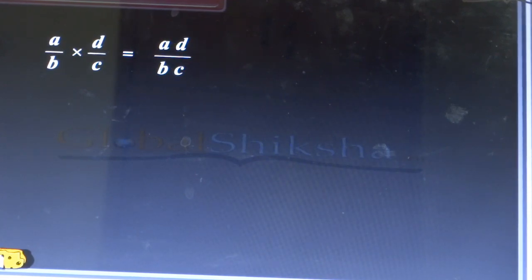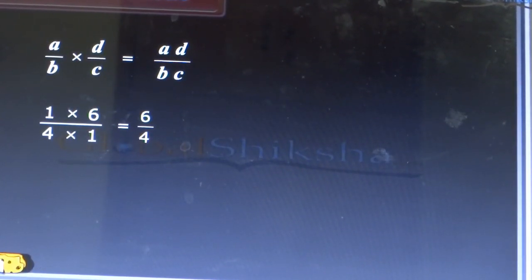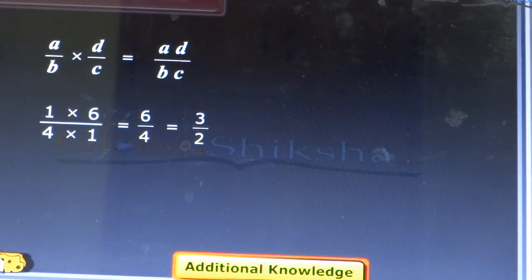Division of rational numbers is again a very simple thing to do. First of all, flip the second number over and make it a denominator. After that, do a simple multiplication. Here is an example. We will divide 1 by 4 by 1 by 6. Now we will turn the second fraction upside down so that it becomes a reciprocal. Multiply the first fraction by that reciprocal. This fraction can be further simplified to 3 by 2.